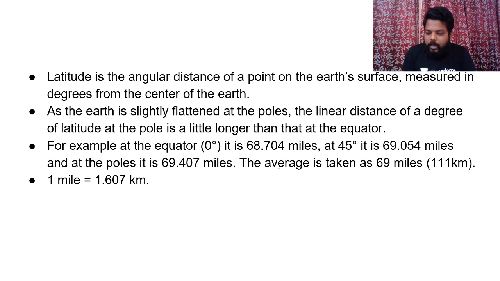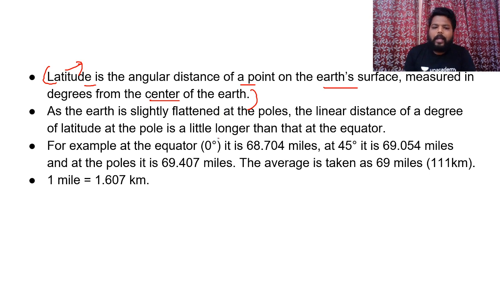So these are some of the definitions which are present, like latitude is the angular distance of a point on the earth's surface measured in degrees from the center of the earth. Please do remember this basic definition. Clear? As the earth is slightly flattened at the poles, the linear distance of a degree of latitude at the pole is a little longer than that at the equator. What does this statement mean?